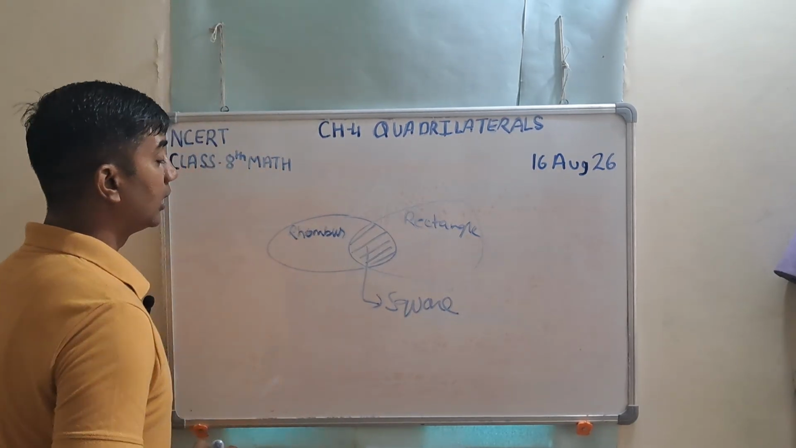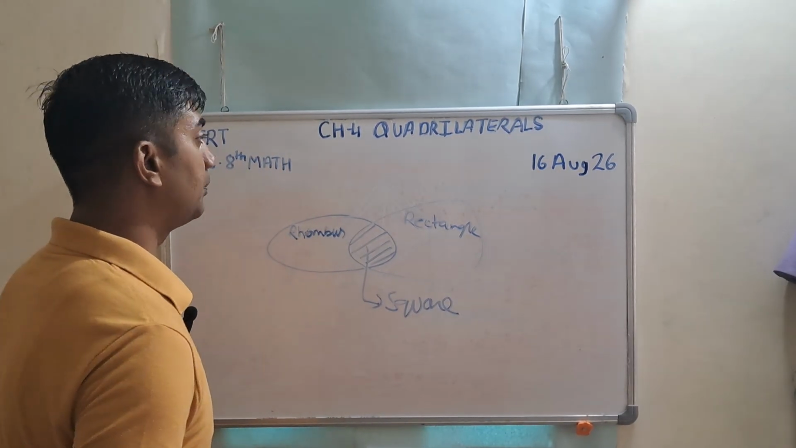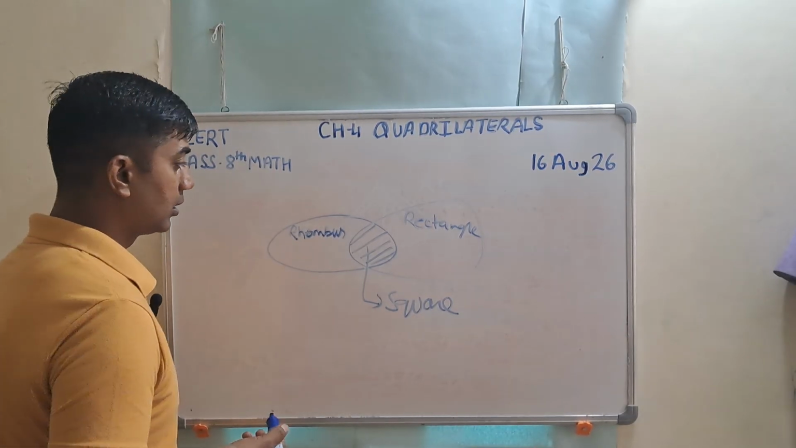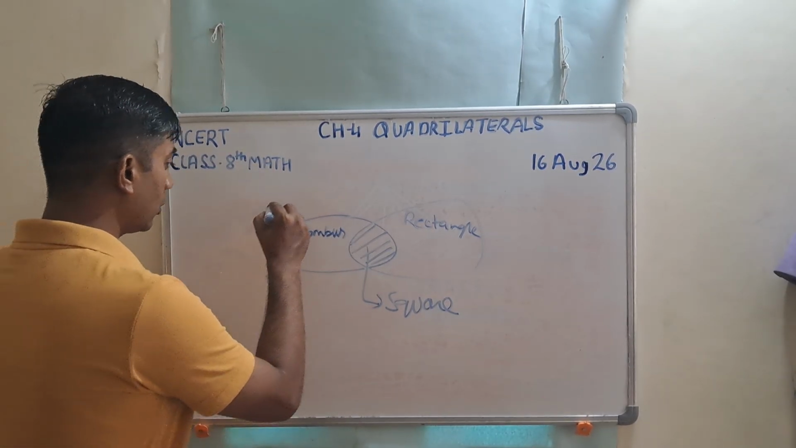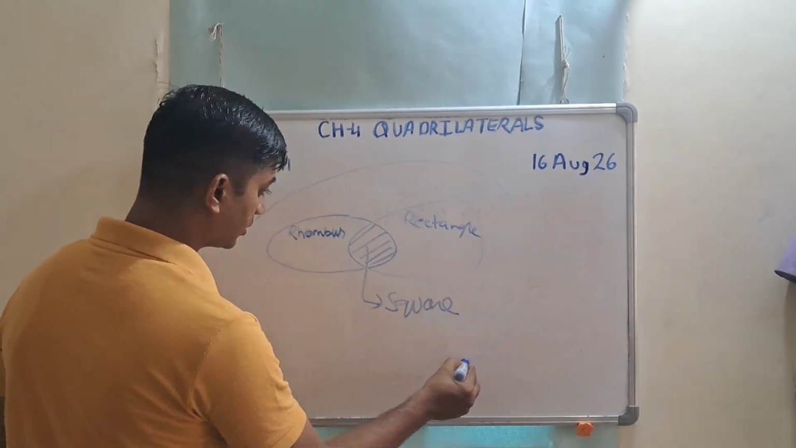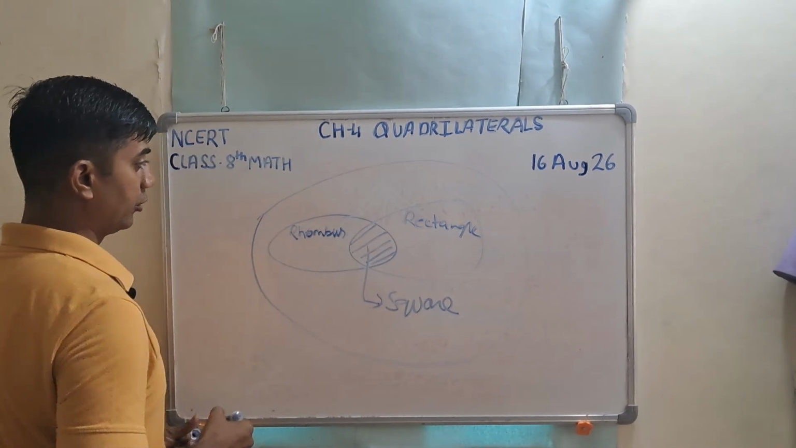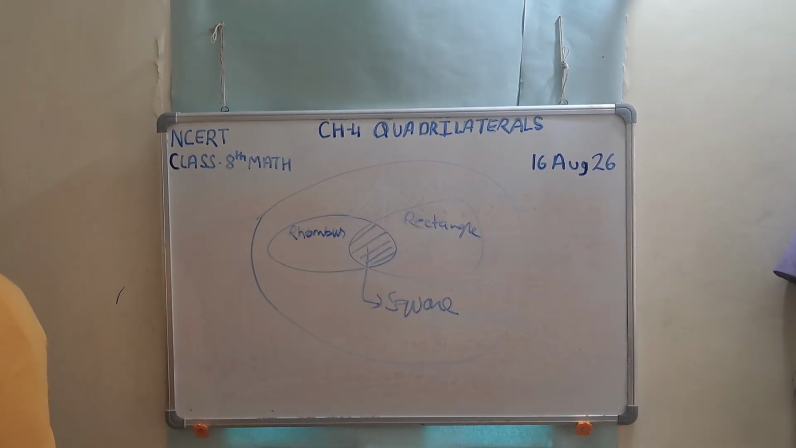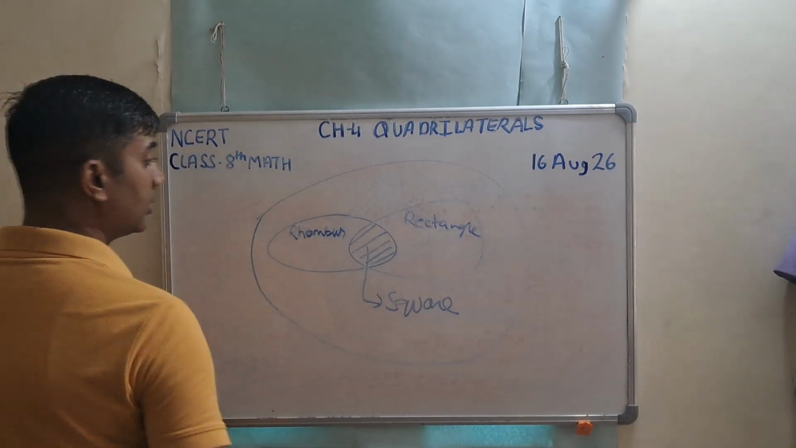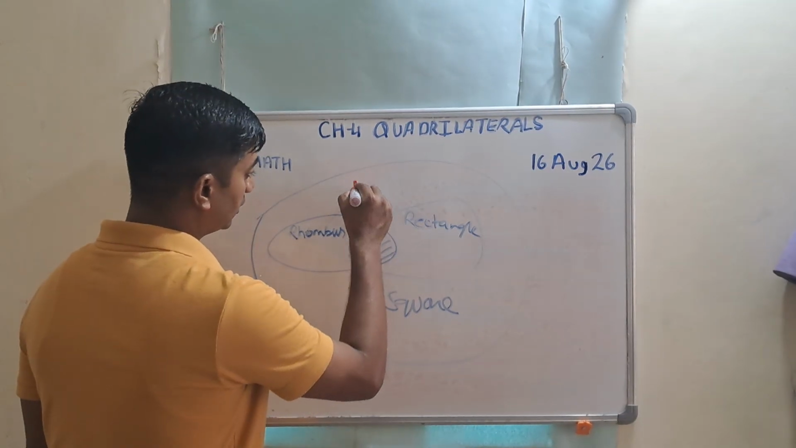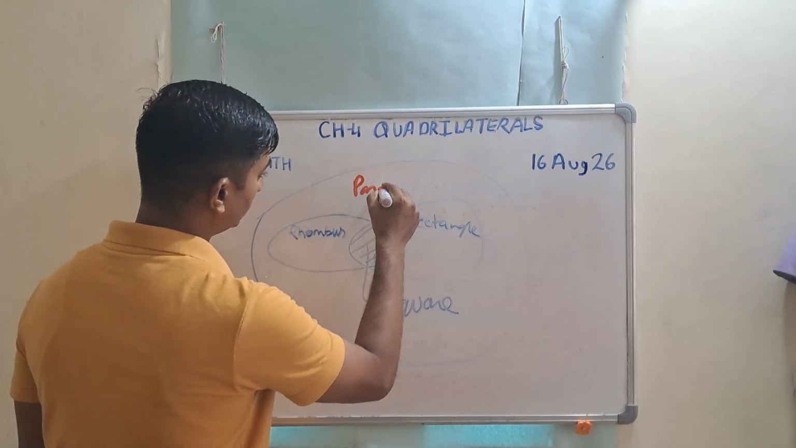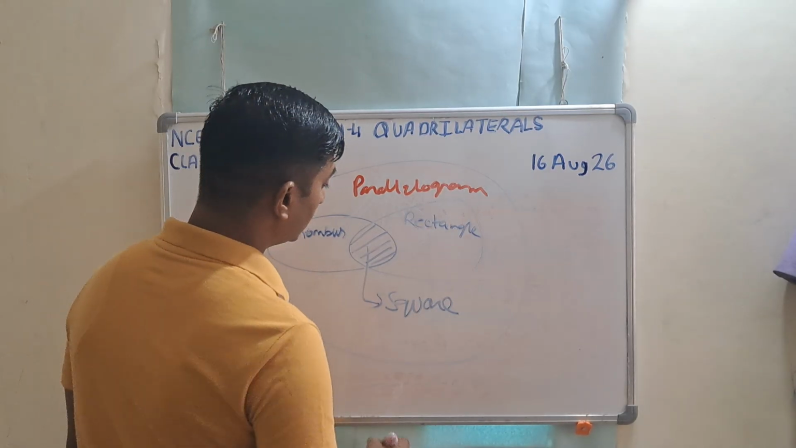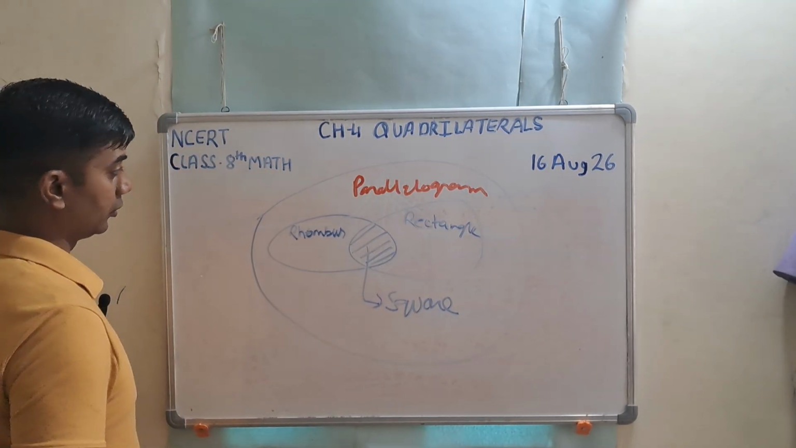Understood? And what more, we have studied the parallelogram. What we have in the parallelogram, that opposite sides are parallel. Understood? So this whole figure comes in the parallelogram. These all are the parallelogram.